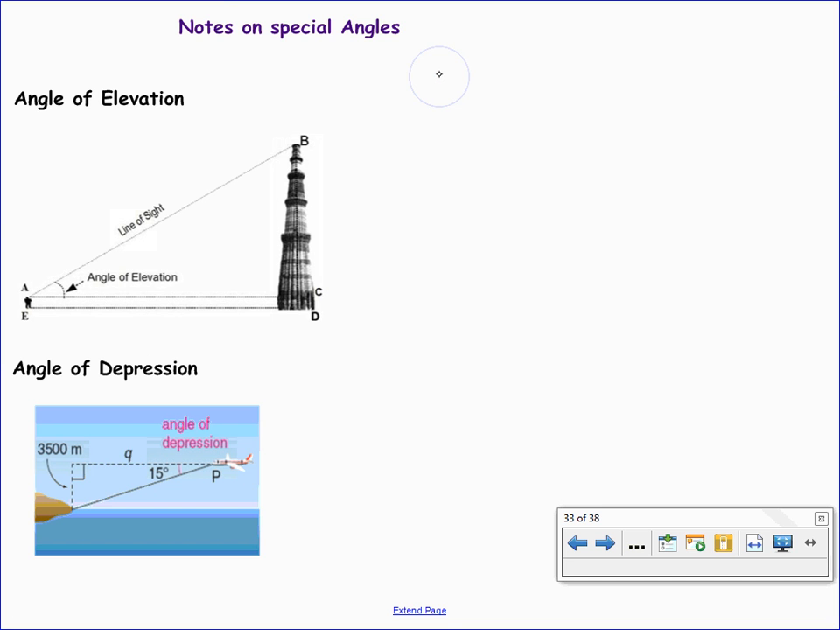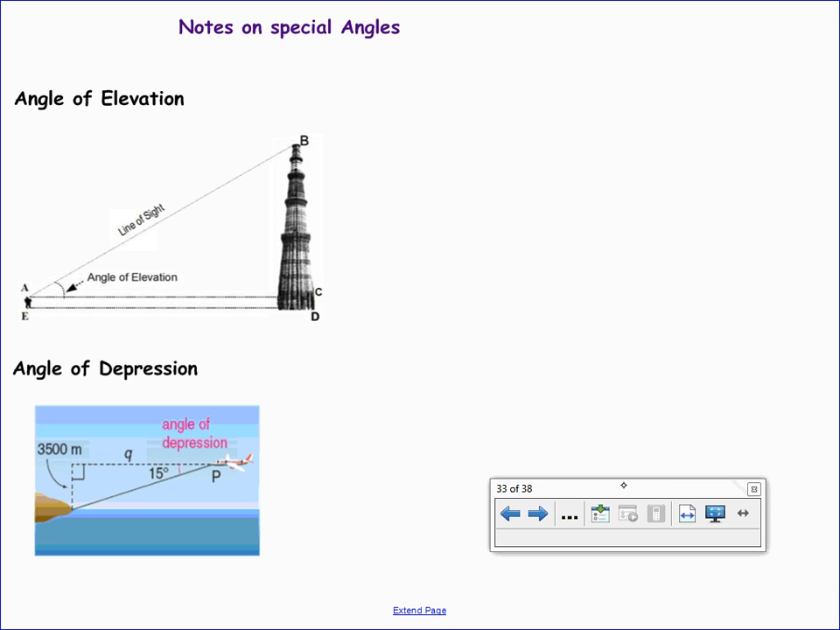Great. All right, let's go ahead and add a couple more key terms. We'll do one application problem, and then you guys will have a chance to get started on your assignment number one. So let's go ahead and take a look at some special angles. If you could go back to your green note sheet, please.